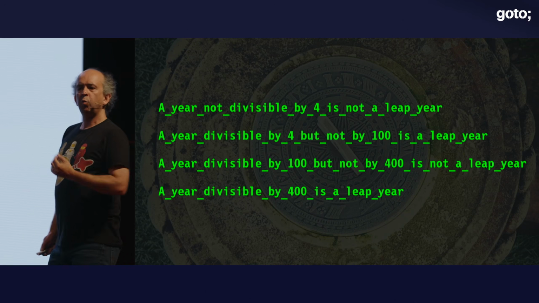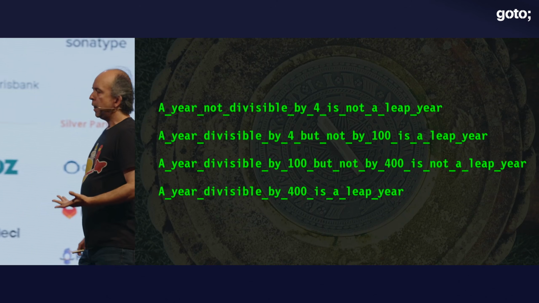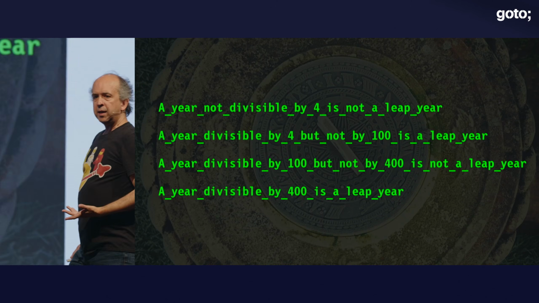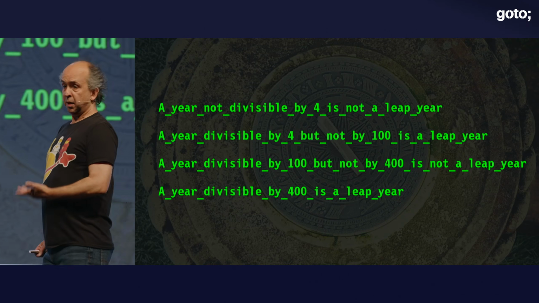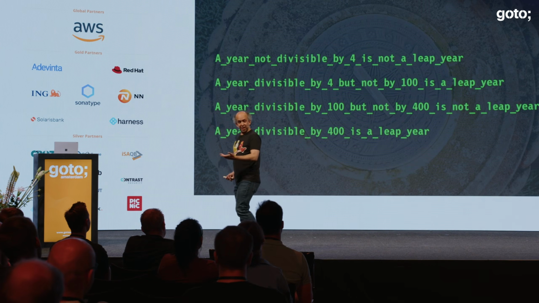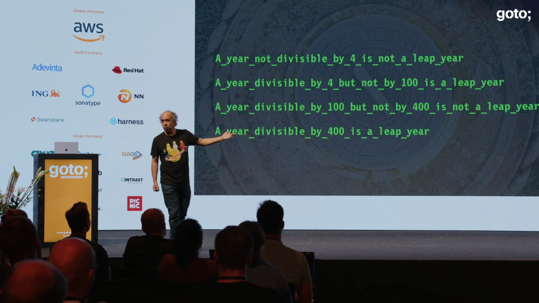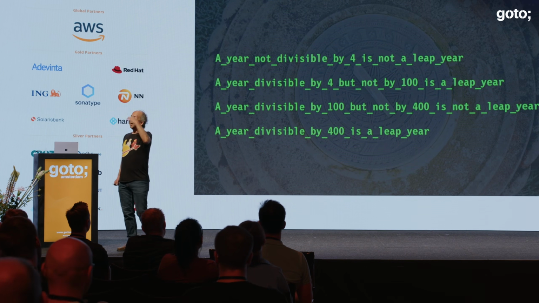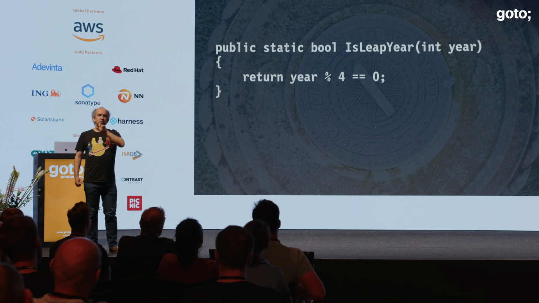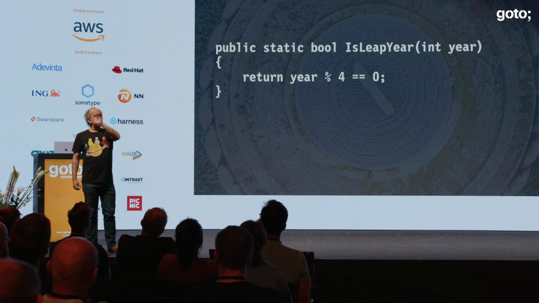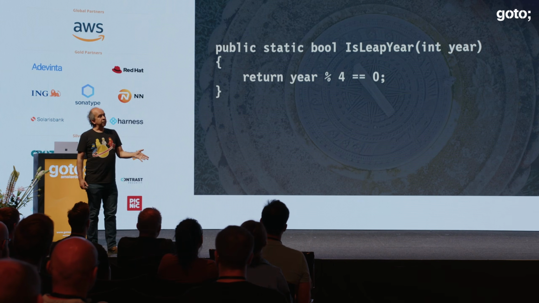But we want to focus on the informational quality. What I'm saying is when this is green, that statement has a reasonable probability of being true. I'm saying that a year not divisible by 4 is not a leap year. You know, that's what I'm saying. It's a statement about the code. It's a proposition.